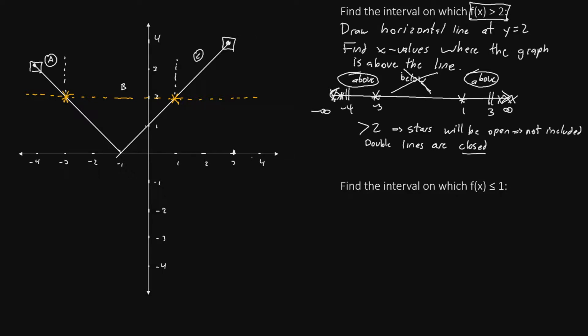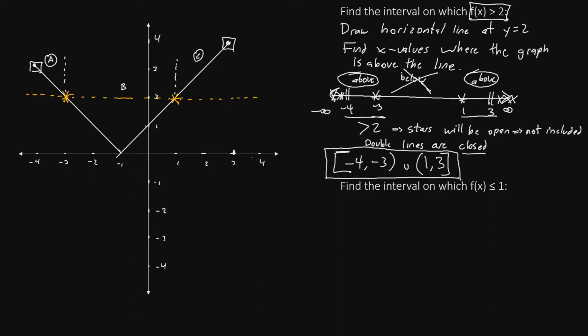So with that in mind, let's write our answer. Our first region goes from -4 to -3. The double line will be closed with a square bracket, and the -3 was open since it's one of the stars. Now, union, the other region that's part of the answer, goes from 1 to 3. The 1 is a star, and it will be open, so we'll have a parentheses there. And the 3 is a double line, and it will be closed. So this is the interval upon which f(x) is greater than 2.